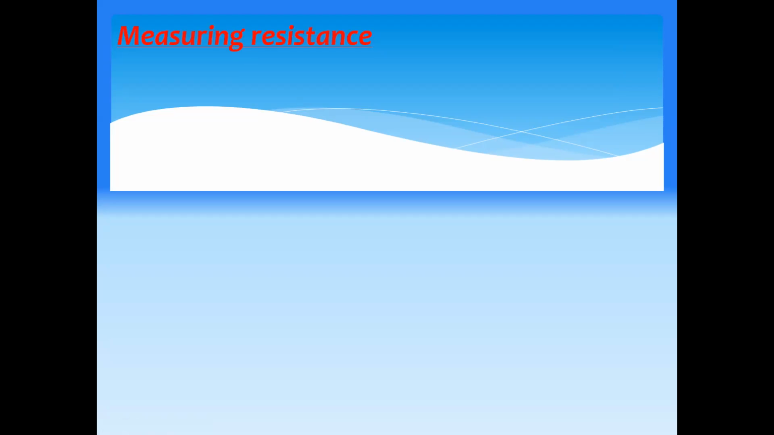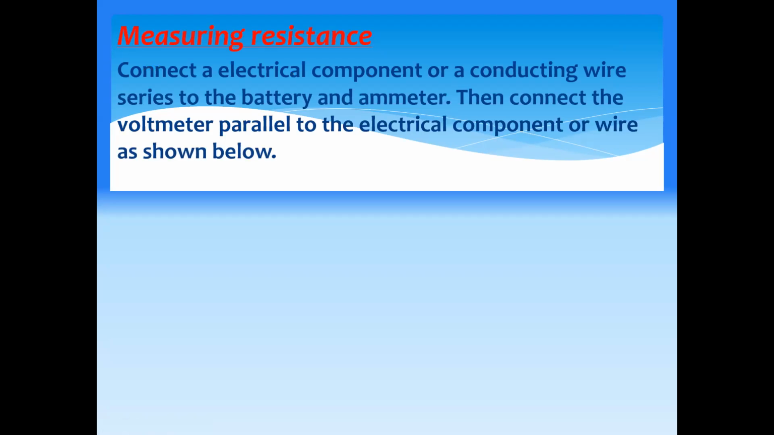So if you want to measure the resistance, how can we measure it? To measure the resistance, we need voltage. For that, we can use a voltmeter. And how is it connected? It is connected in parallel. To get the current, we use an ammeter. And how is it connected? It is connected in series.